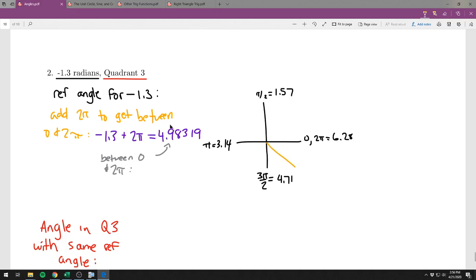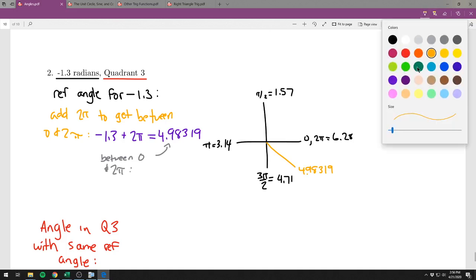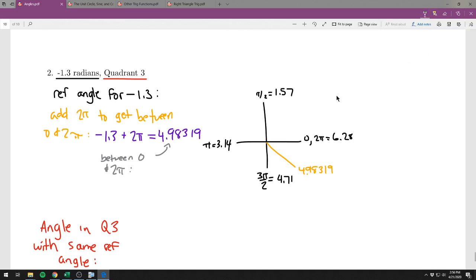Now what you want to do here, since you already had to round, don't round the angle that you're using. 4.98319. As long as you've rounded too far, your final answer will still be fine as far as the rounding goes. So visually our reference angle looks like this. We have to make sure that with the bigger angle here, we use the 2 pi, don't use the 6.28, minus our 4.98319.